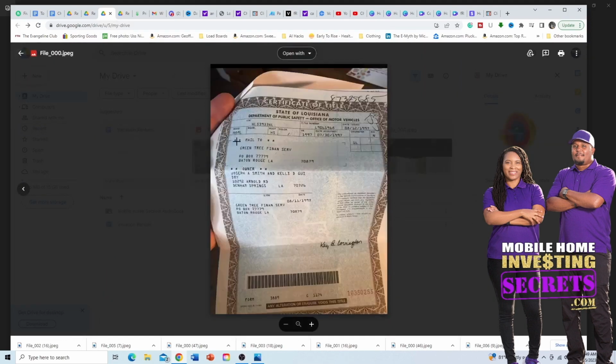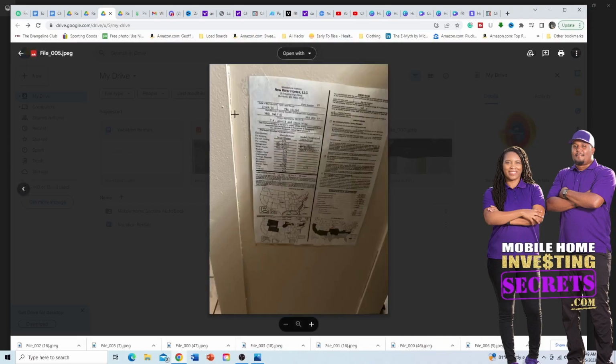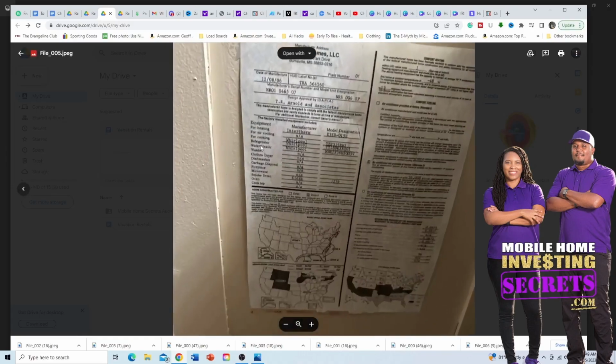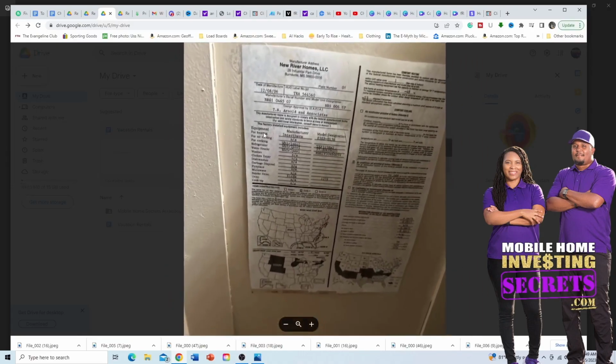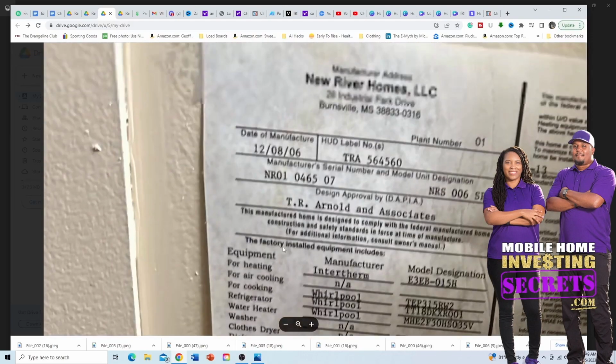Another thing to look at, and you can see too that they have the make and model number that will be on that data plate. That's how you can confirm it. Also, you see the year of it, 1997. That will tell you also on this data plate when the home was manufactured. You see right here, it was manufactured in '06. So that title should say either '06 or '07.